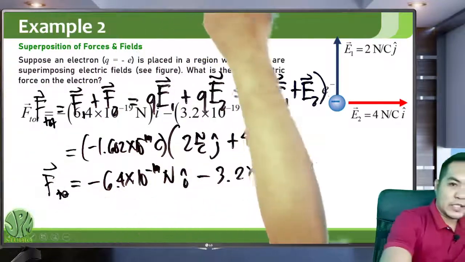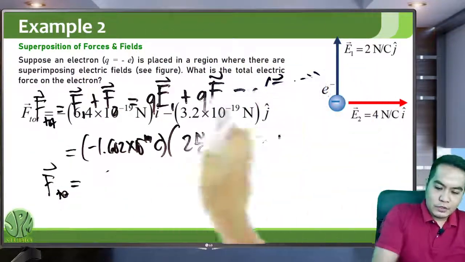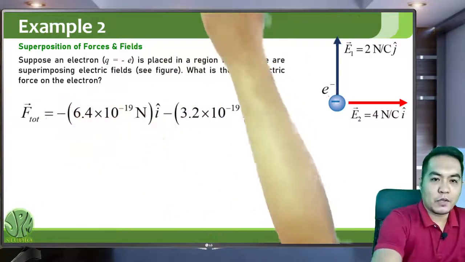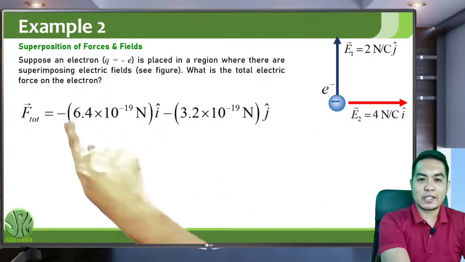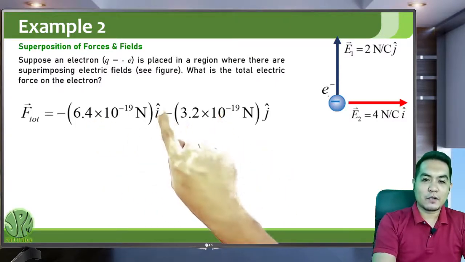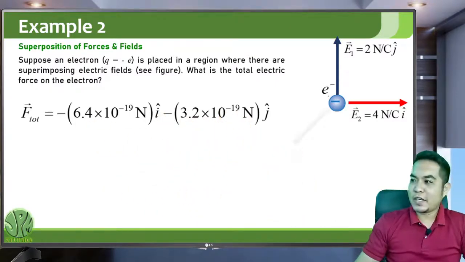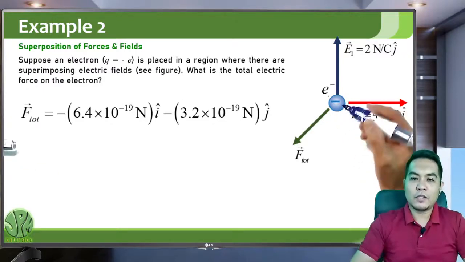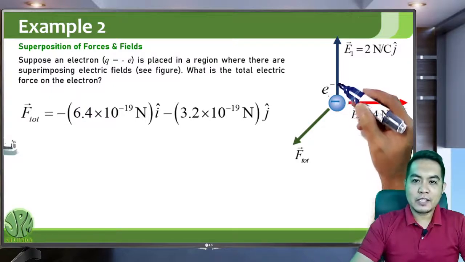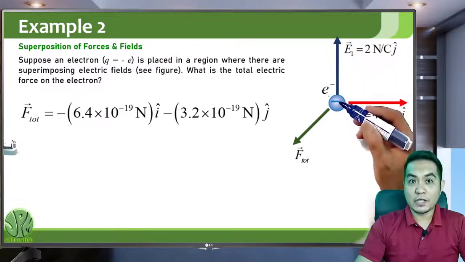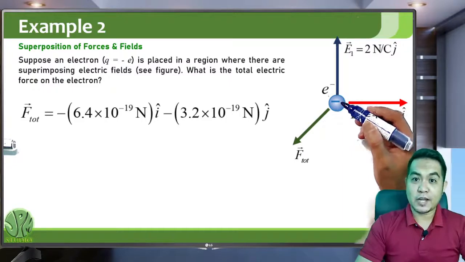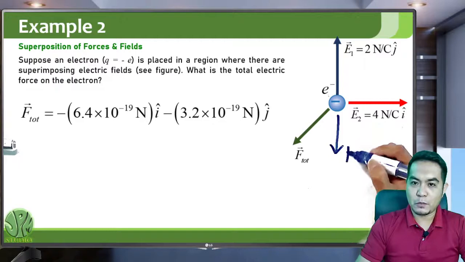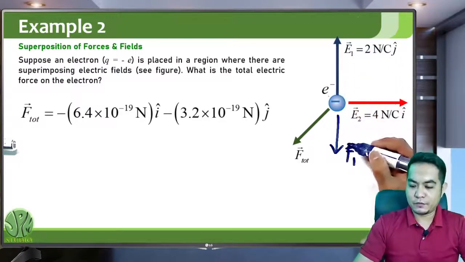So if you will notice, this force vector has all negative x and y components. i hat is the x component, it's negative. j hat is also negative. So which means it is in quadrant number 3. Can we verify this one? So this is an electron, and this is electric field 1. It's in that direction. We know that negative charges move in the opposite direction as the electric field. So meaning F1, the force due to electric field 1, will be in the opposite direction as E1.